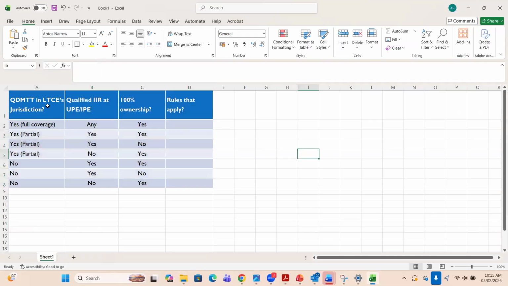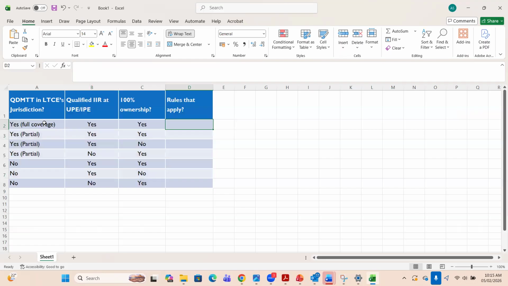Now what is this? So is there a QDMTT? Okay, we are thinking of possible scenarios. These are the only scenarios which could come out. So there is QDMTT in LTC's jurisdiction, and QDMTT gives full coverage, and there is a qualified IIR also, and there is 100% ownership also. Which charging mechanism would kick in?